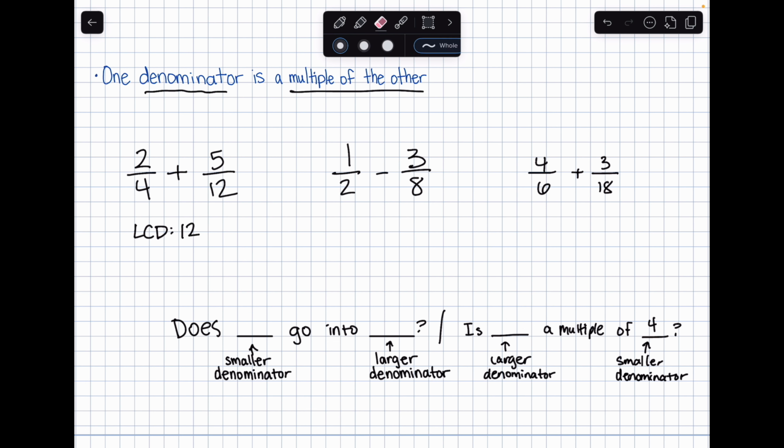For this next one, I have 2 and 8. So again, does the smaller number go into the bigger number? So does 2 go into 8, or is 8 a multiple of 2? The answer is yes, so my LCD is going to be 8. And for this last one, 6 goes into 18, or 18 is a multiple of 6, so my LCD is going to be 18.